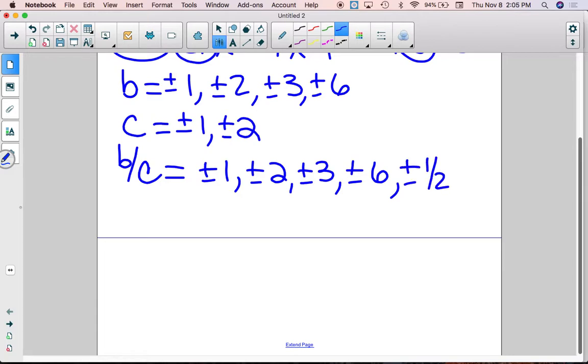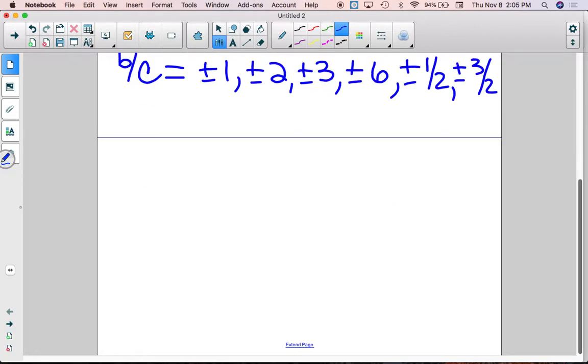Well, 6 over 2 would just be 3. And 2 over 2 would just be 1, which we already have. So we need 1 half and 3 halves. And the other 2 are already taken care of. So 6 halves is 3. So this is all our possible rational zeros, to see which ones are actual solutions.